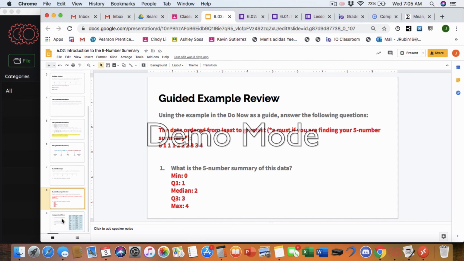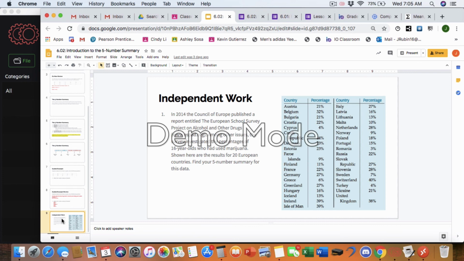All right, so for today's independent work, I would like you to now take the same data set you did for the independent work with central tendency, but now make your five number summary for them.